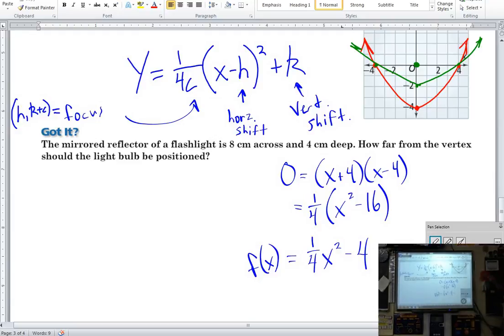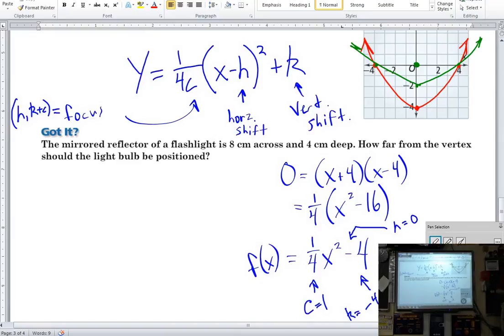And those values come from the function. So our c comes from 1 over 4c. This tells me that c here is 1. K here is -4. And h here doesn't exist.